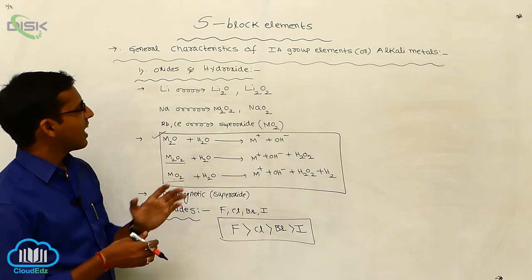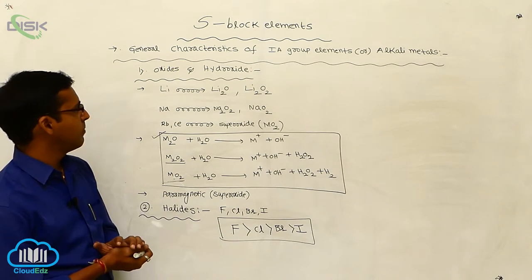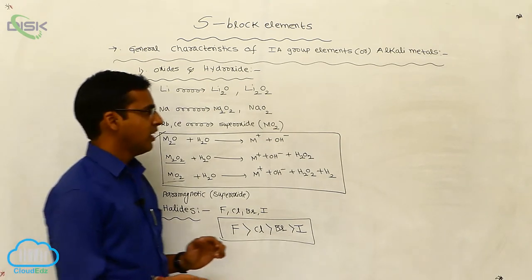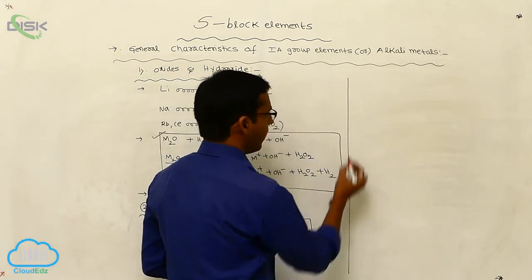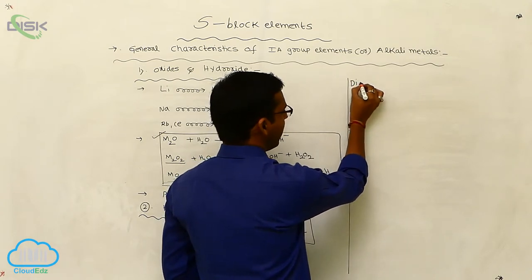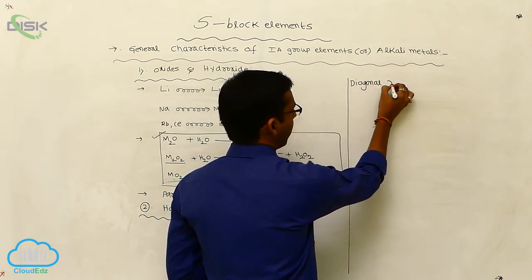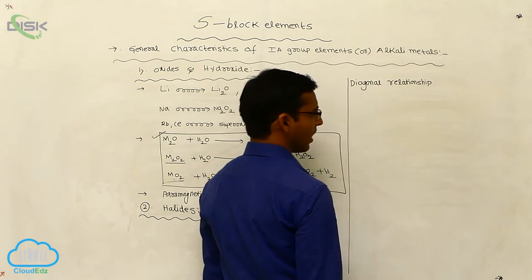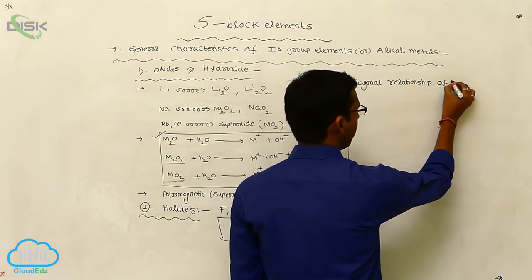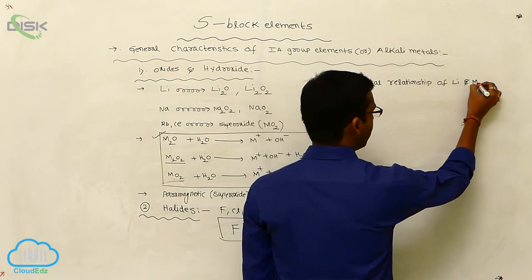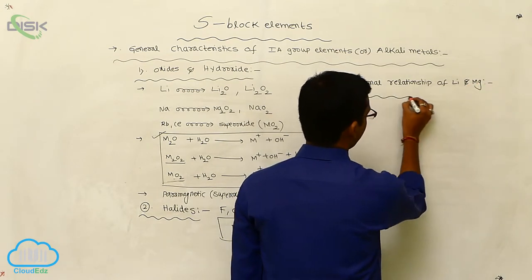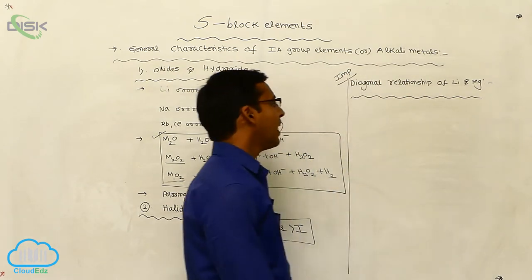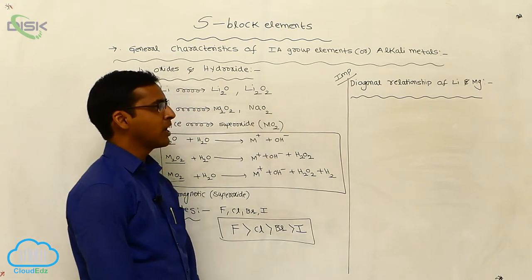So these are the general characteristics of first A group elements or alkali metals. The first is oxides and hydroxides, and the next is halides, which is completed. And next, a most important character, that is the diagonal relationship of lithium and magnesium metal. This is a very important property.